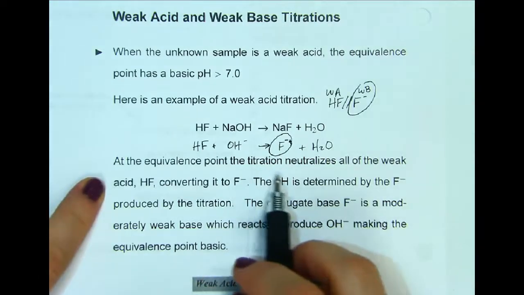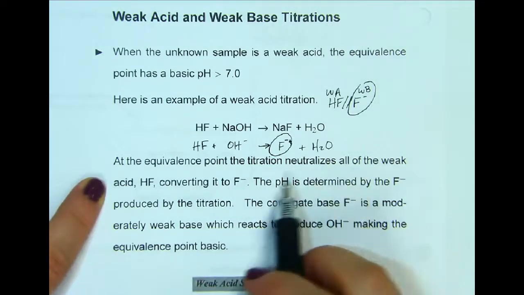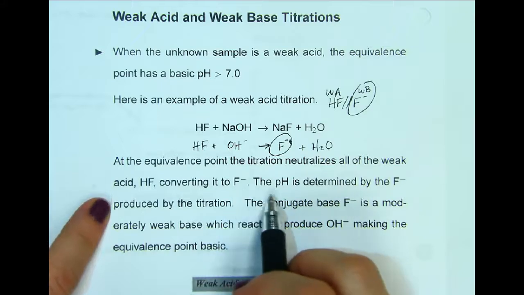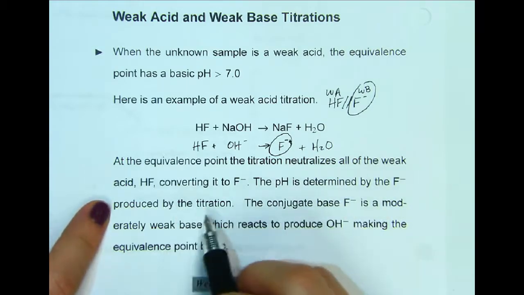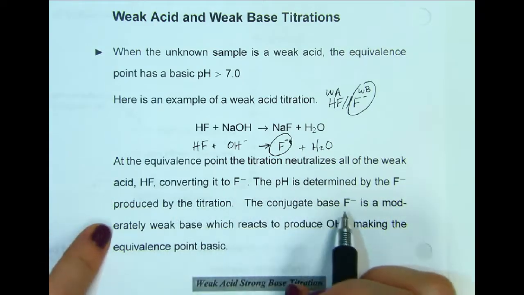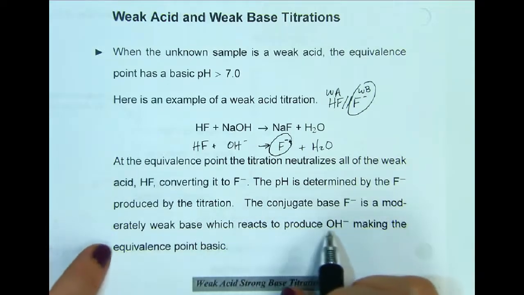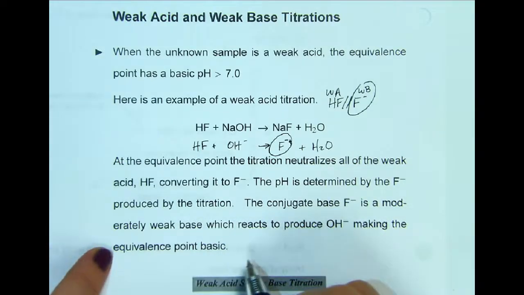So at the equivalence point, the titration neutralizes all of the weak acid, hydrofluoric acid, converting it to fluoride. The pH is determined by the fluoride produced by the titration. The conjugate base fluoride is a moderately weak base, which reacts to produce hydroxide, making the equivalence point basic.